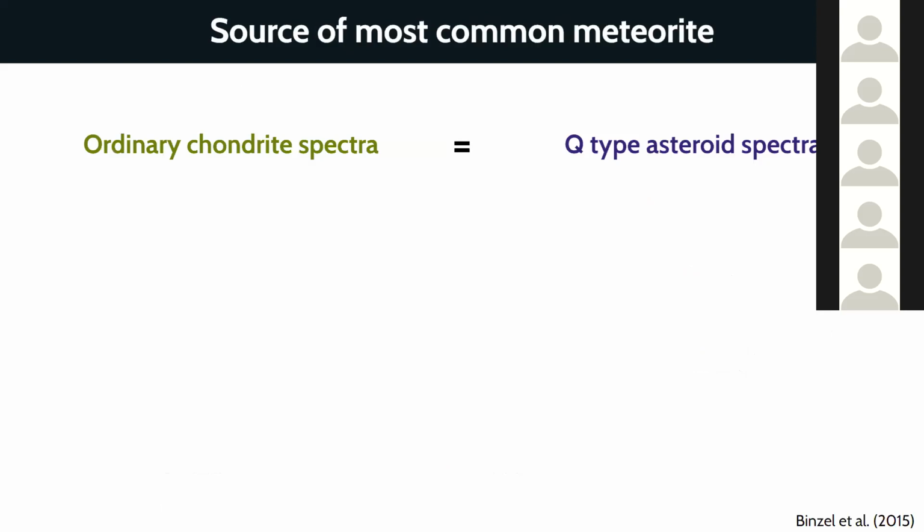It's basically just a type of rock, a type of meteorite. And when they study the spectra of this ordinary chondrite, it is similar to the spectra of a Q-type asteroid. So if 80% of meteorites are this type of rock, then we would expect that 80% or a similar number of NEAs should be Q-type asteroids, but this is not the case.